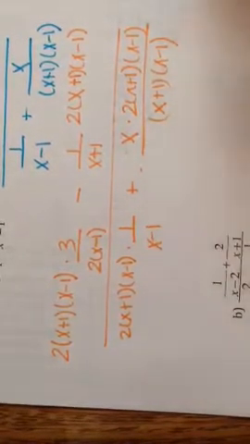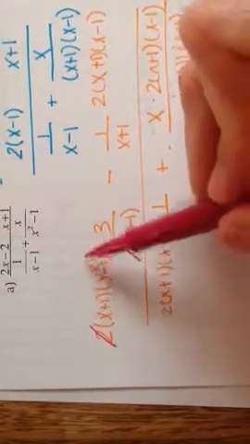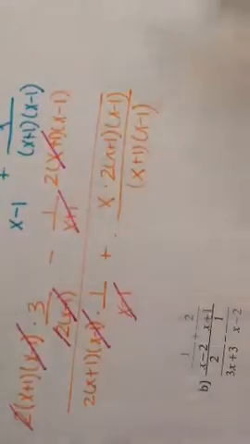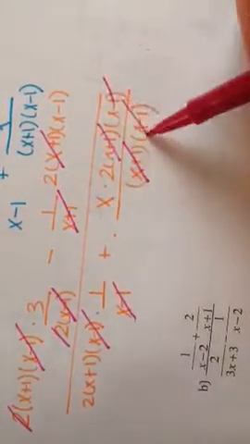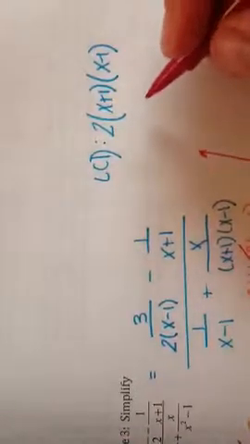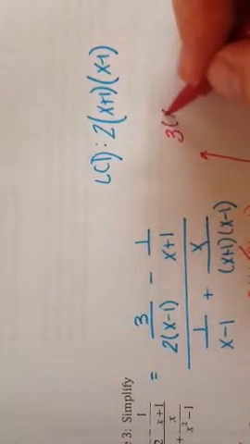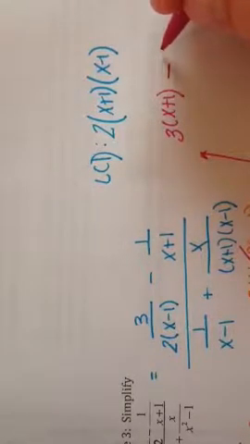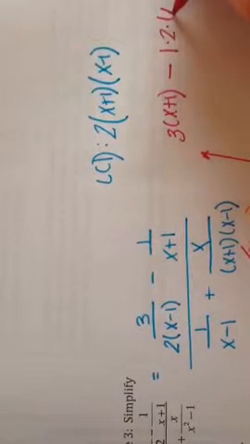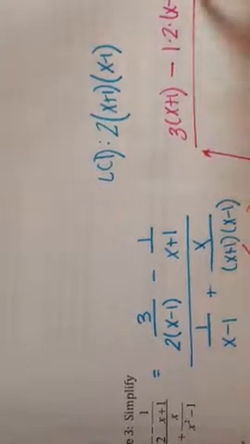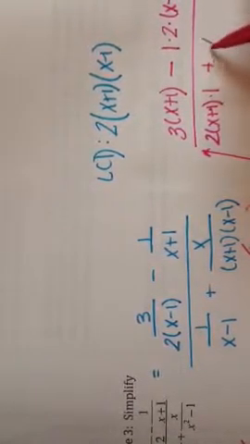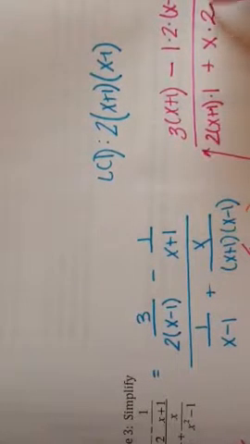Okay, so now comes the cancel out. So the 2's go away, the x minus 1's go away. The x plus 1's go away, the x minus 1's go away. The x plus 1's, the x minus 1's. So what am I left with? In my first term, I have 3 times x plus 1. Nothing is in my denominator. Minus 1 times 2 times x minus 1 over 2 times x plus 1 times 1 plus x times 2.